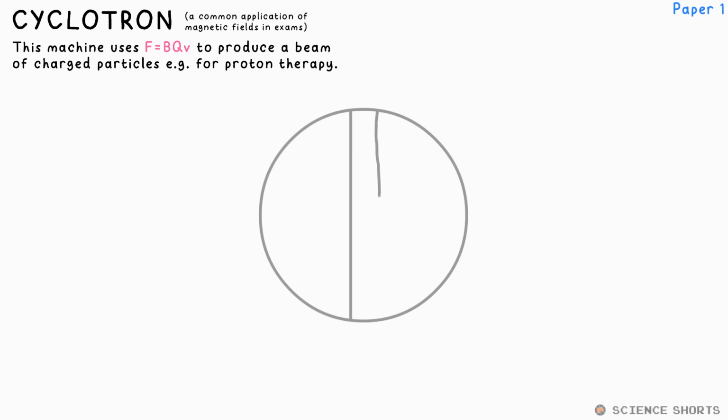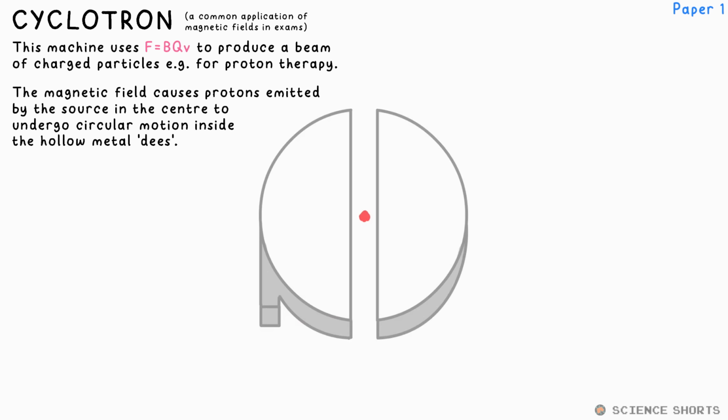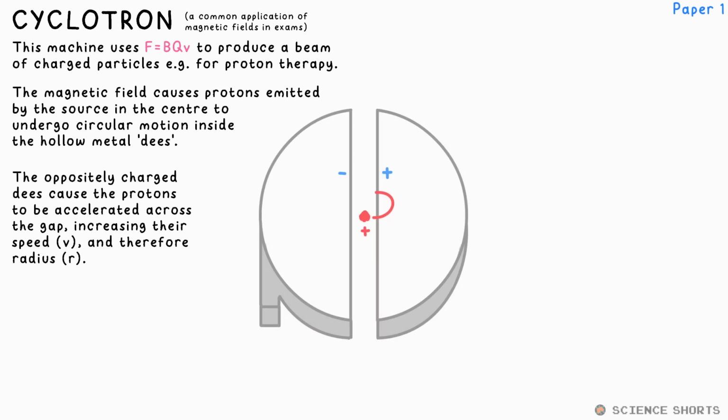A cyclotron is a machine that uses magnetic fields to produce a stream of high-energy particles like protons used for medical therapy purposes. We have a source of these particles sitting in the center of 2 hollow metal Ds, so-called because of their shape. A magnetic field is applied perpendicular to the Ds, which causes the protons to move in circles. But they're not much use if they stay in the center. So a PD is applied to the Ds, causing the protons to be attracted to and accelerated towards the negative D and away from the positive one.